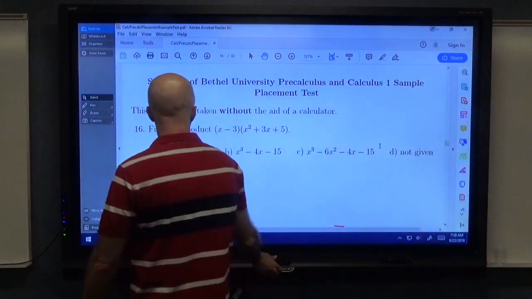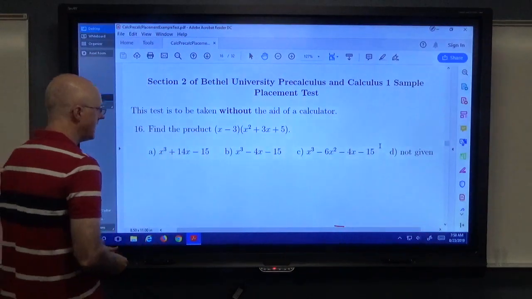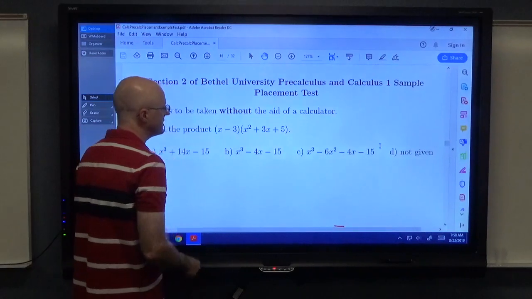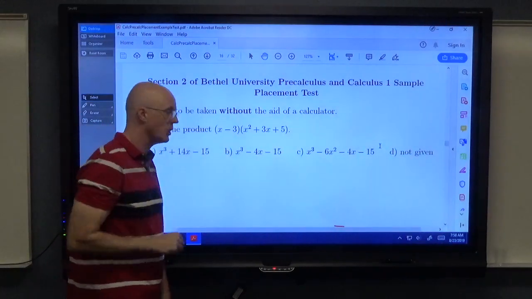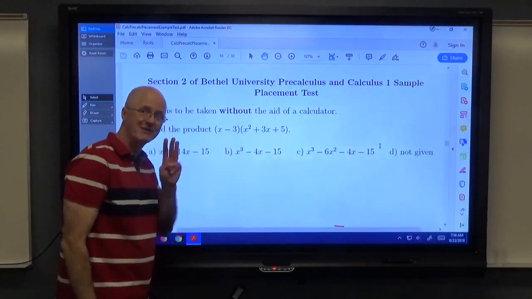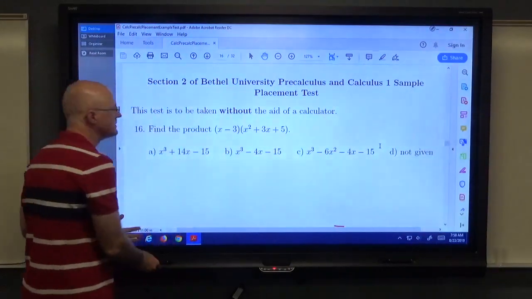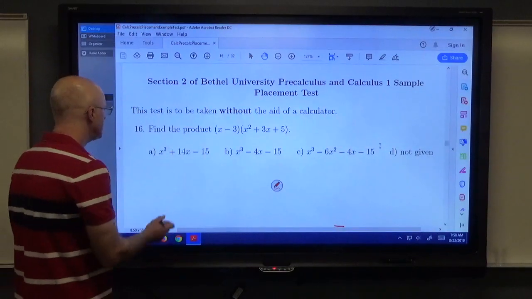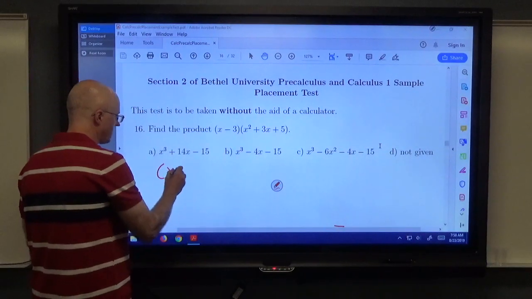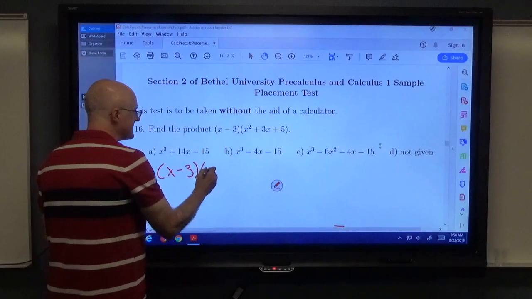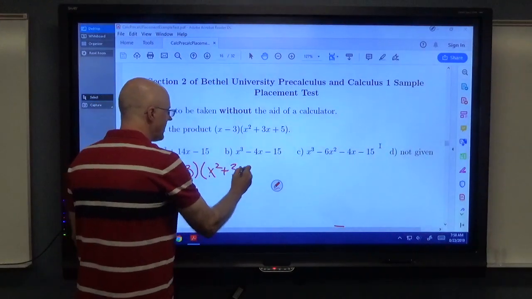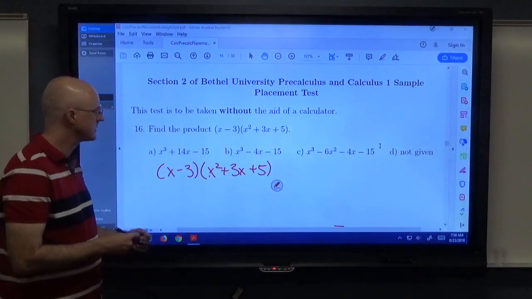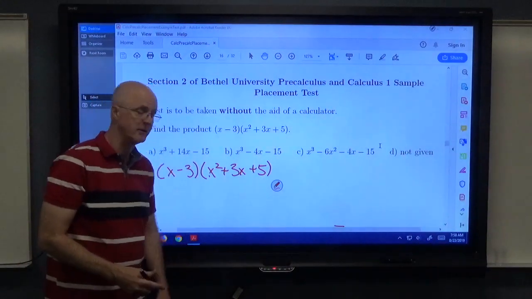So the first problem here, number 16, is to find the product of two polynomials, a linear function and a quadratic function. This is a binomial, it's got two terms, and this thing here is a trinomial, it's got three terms. I cannot use the FOIL method, first, outside, inside, last. Instead, I need to use the fact that the distributive property will ultimately say that I can take each term in the binomial, the x and the negative 3, individually and multiply times each term in the trinomial.